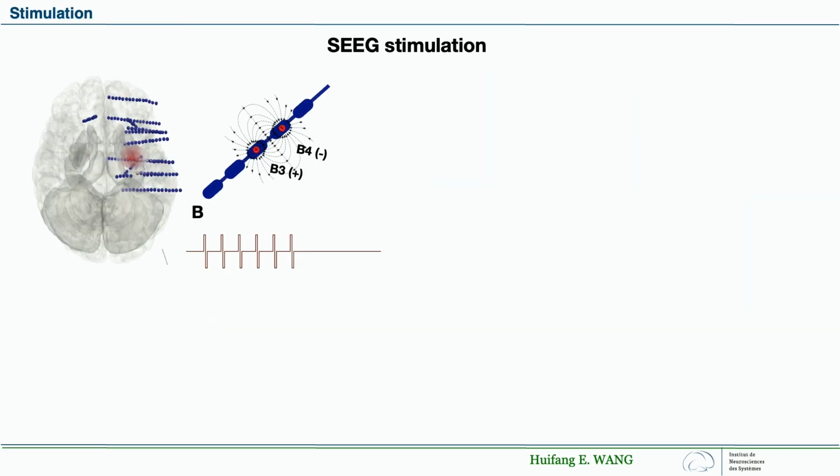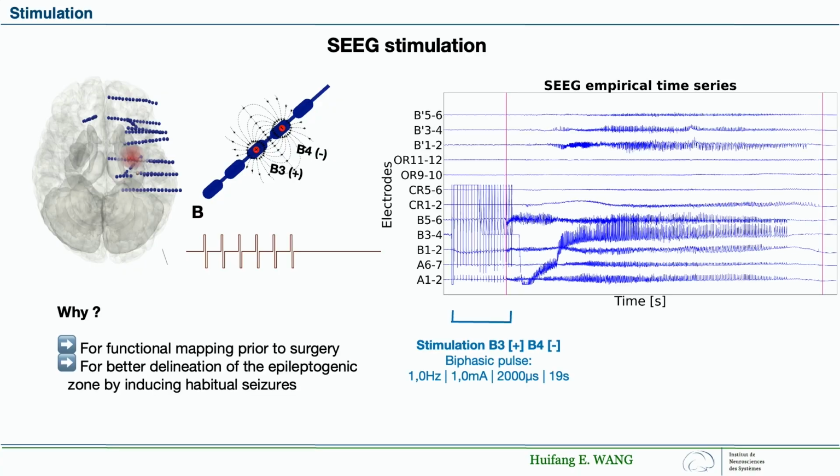So now we go to how to model the stimulation effect. I gave an example from SEEG stimulation. There are 2 electrodes, and this is the location. We put the stimulation there, and this is the real stimulation. This is a recording from one patient's data. You can see, after 19 seconds, they induce the seizure.